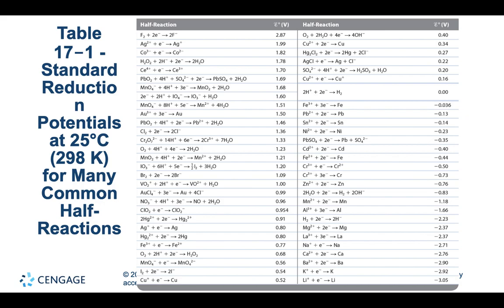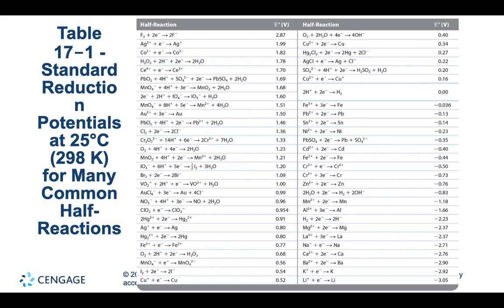So I'm scanning through this chart and I'm seeing some stuff with H plus. Is there anything that includes NO3 minus? H plus and NO3 minus. I found it. 0.96 volts, about 3/4 down on the left side. NO3 minus plus 4H plus plus 3 electrons yields NO gas plus 2 waters. Okay.